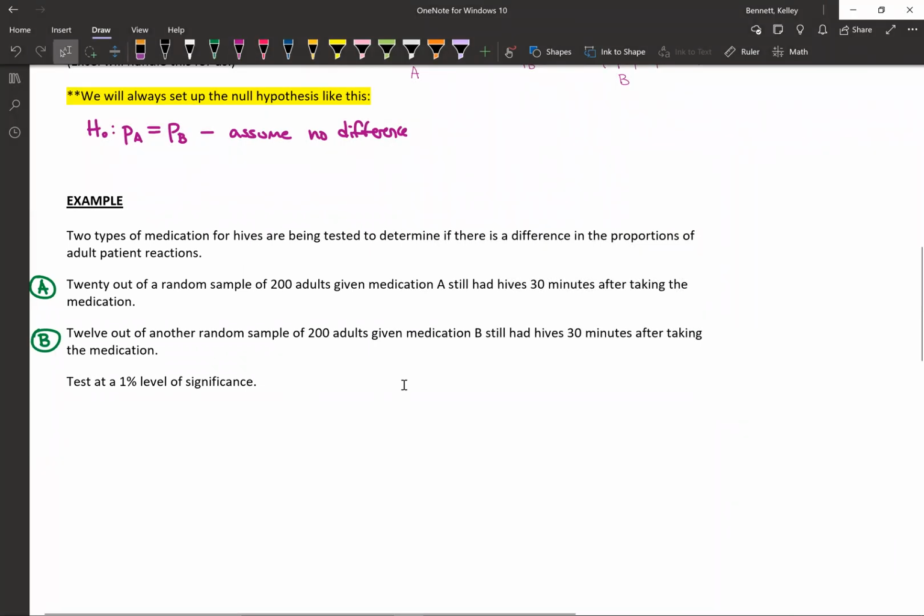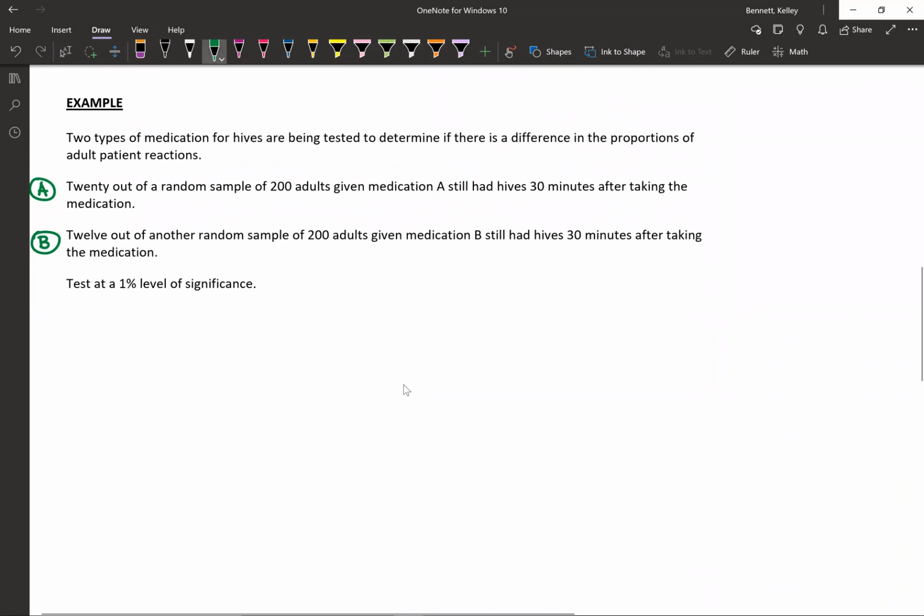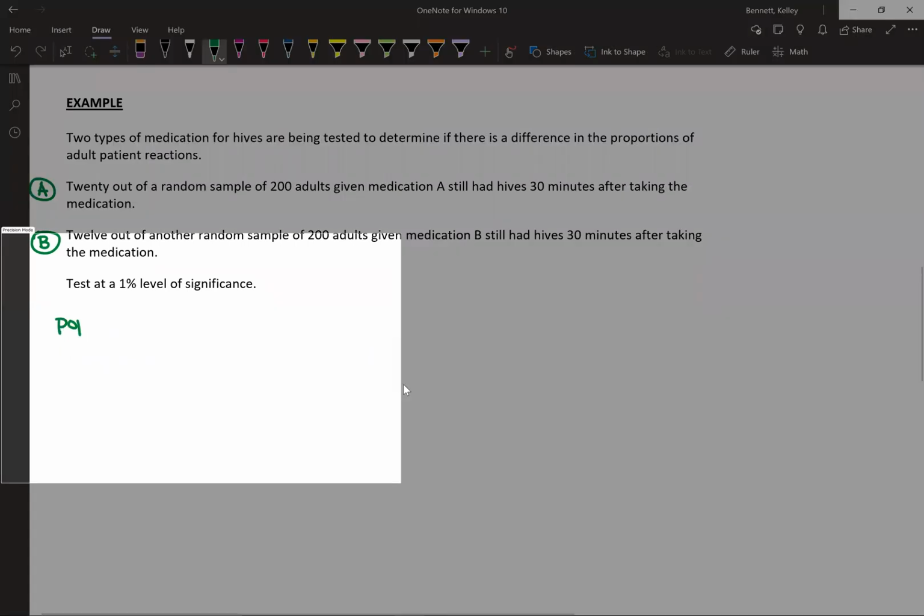Okay, so for population A, we have some information we can dig out. Namely, 20 out of a random sample of 200 adults still had hives. So as far as the number of people who said, yes, I still have hives, that was 20. And my sample size was 200. So in order to compute my sample proportion, p-hat A, it's just going to be 20 out of 200.